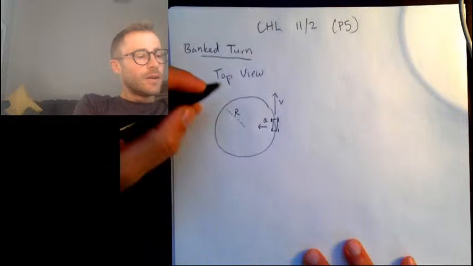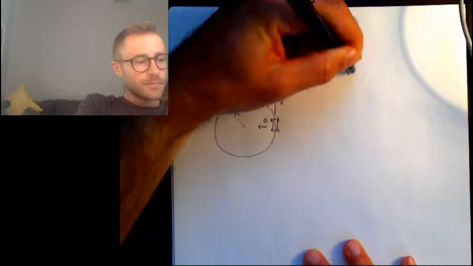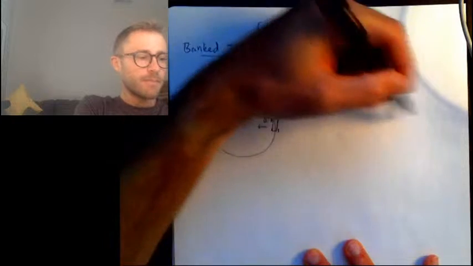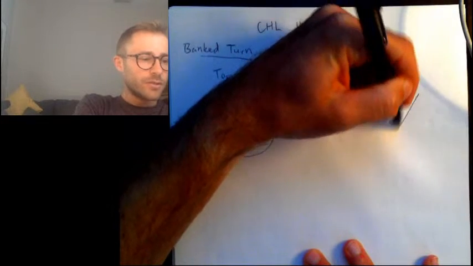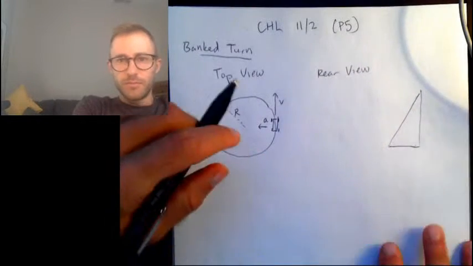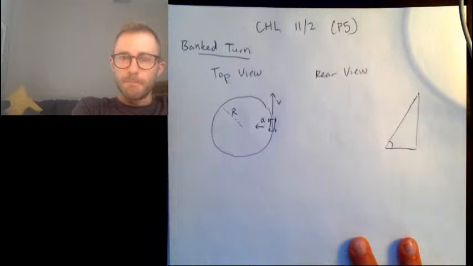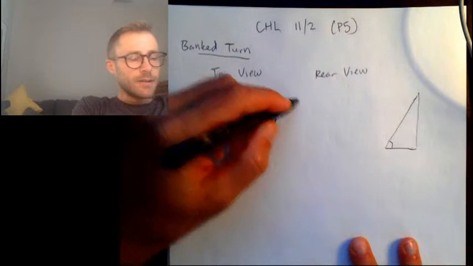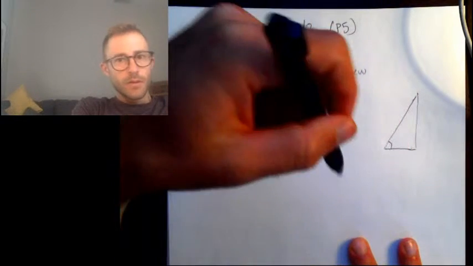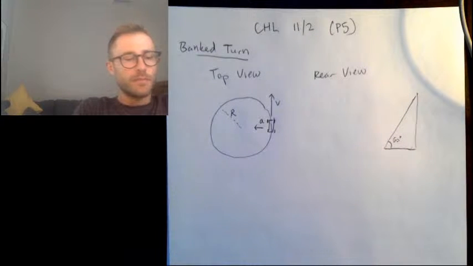Okay. Now let's do a sort of rear view of the car. It is a banked turn, and it is a very steep turn. So we're going to say it's banked at an angle of 60 degrees. Hang on one second. I just want to make sure that this problem works out.